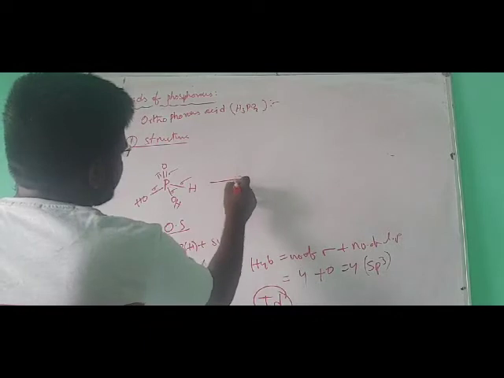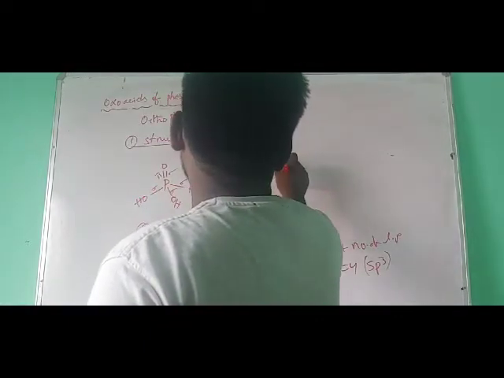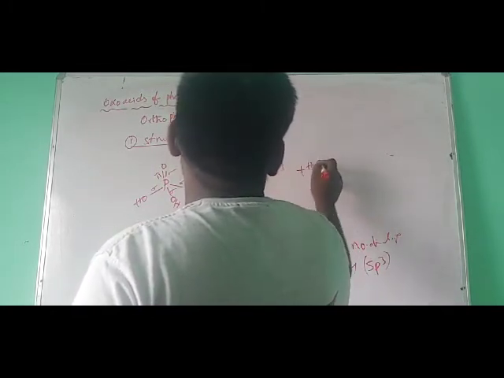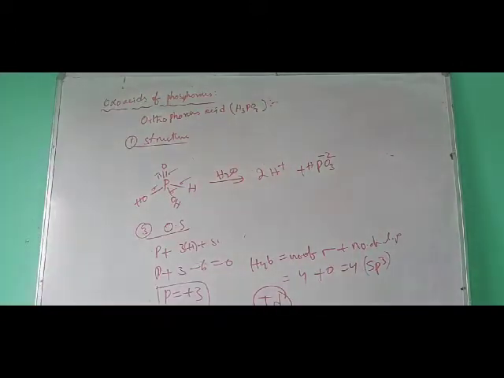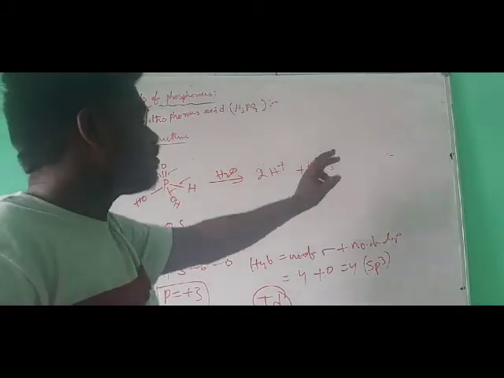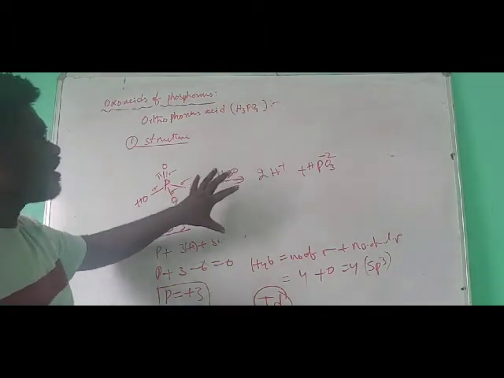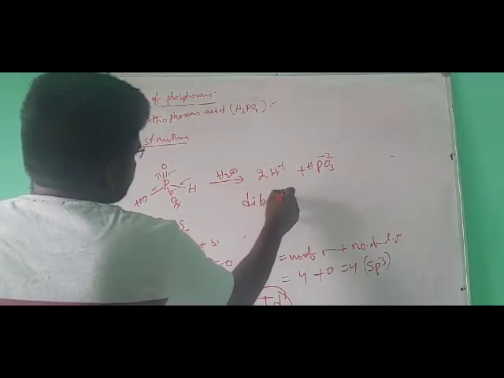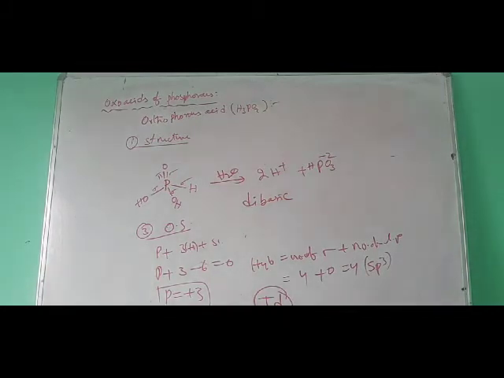That's why when it is dissolved in water, this one can release 2 H plus ions, and the anion is HPO3 2-. HPO3 2-. This is known as orthophosphite. HPO3 2- is known as orthophosphite. So now this one gives 2 H plus ions in water. That's why this is known as a dibasic molecule. H3PO3 is a dibasic molecule.